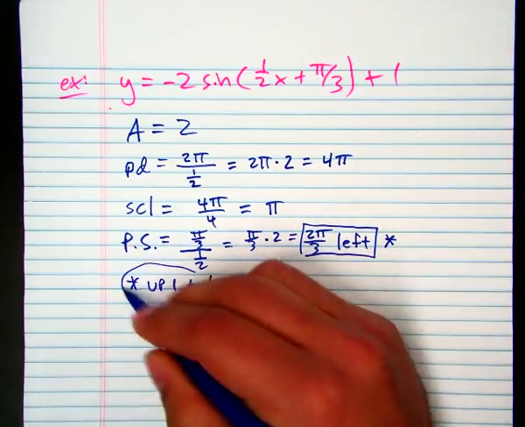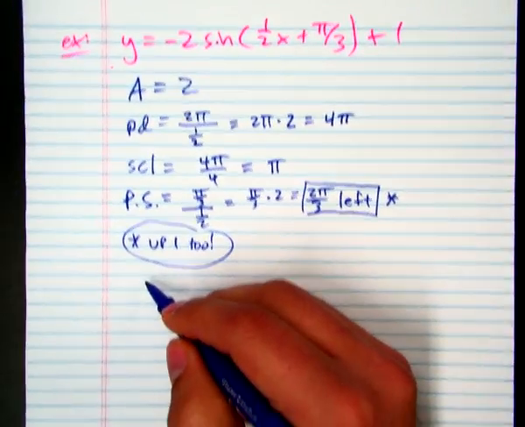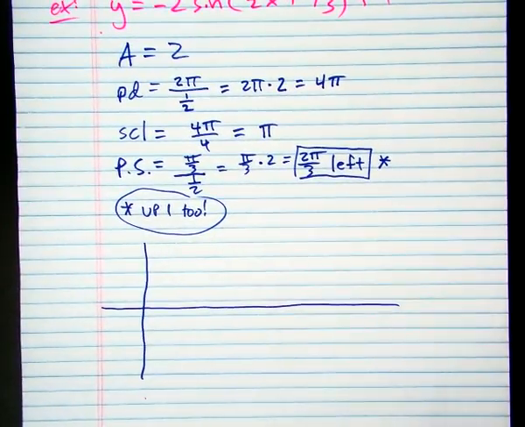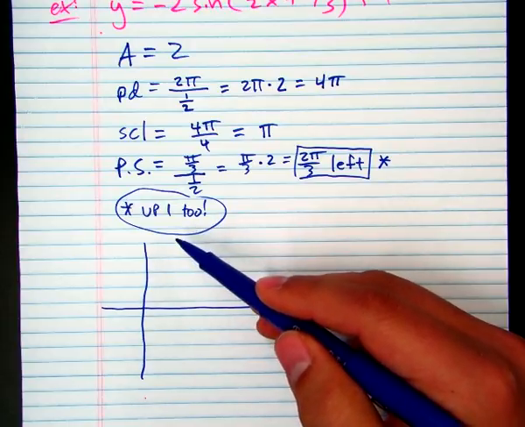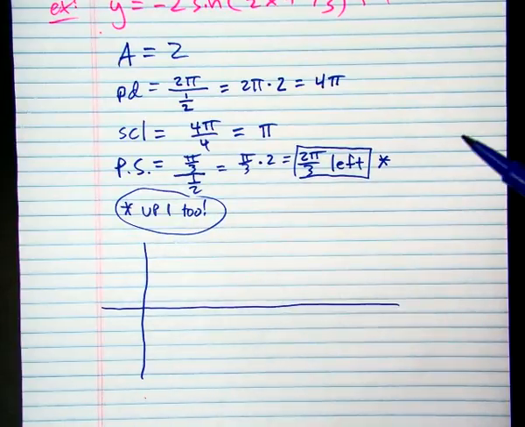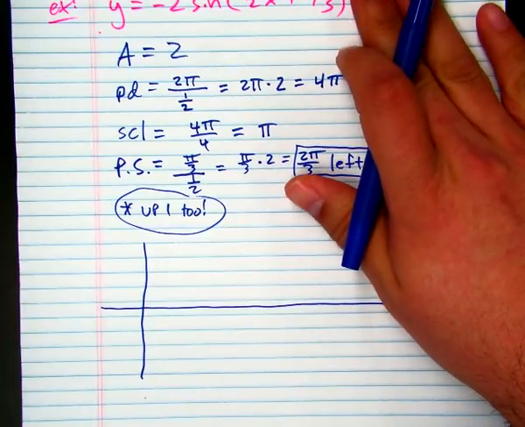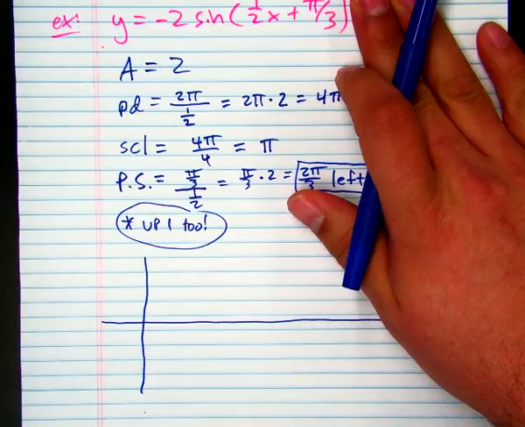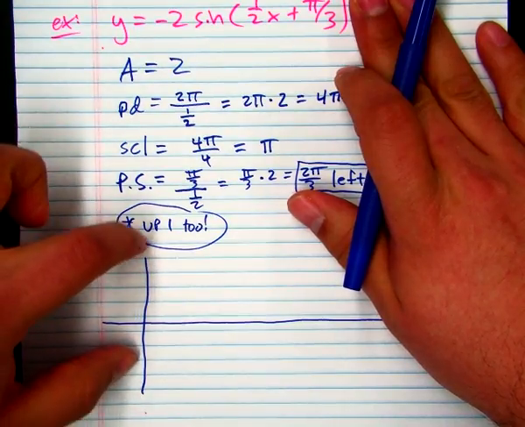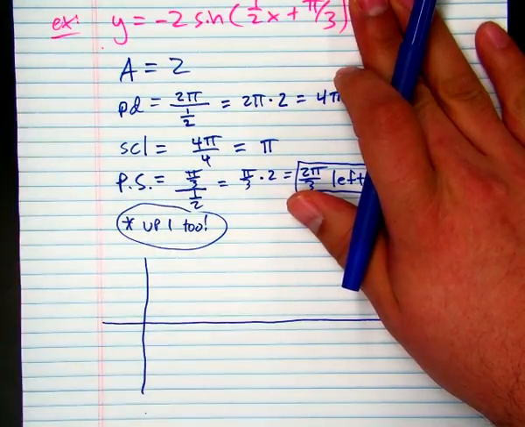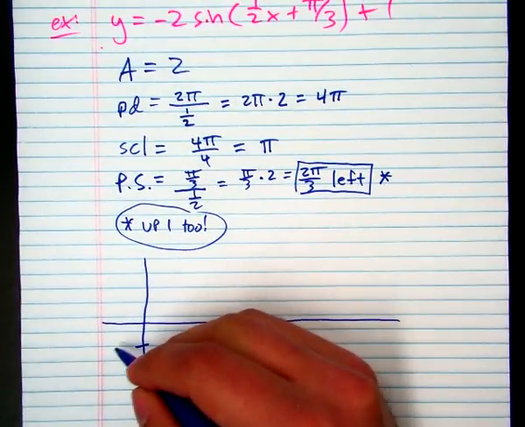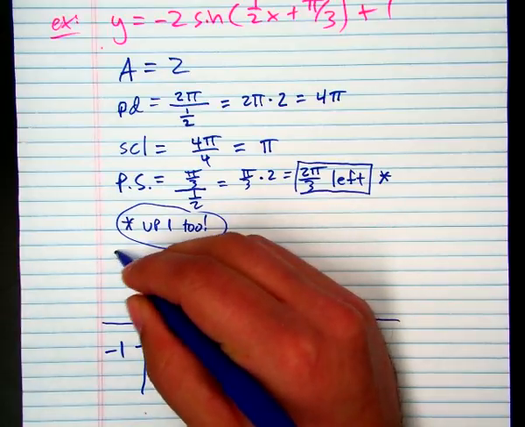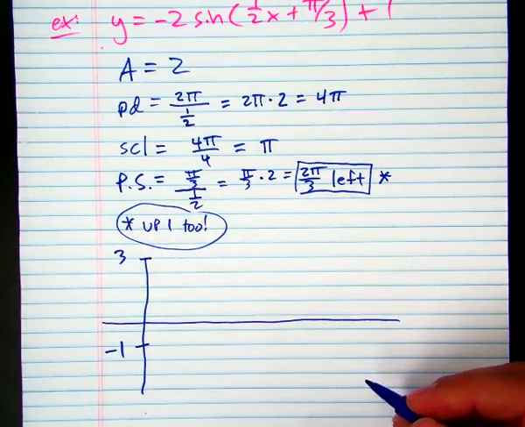So let's draw a graph with all the details. And let's start with this up 1 thing, because it's pretty easy to sketch. If this +1 were not there, what would be the low and high points? 2 and -2. But now we're shifting up 1. So now the new low point will be -1, and the new high point is 3. Does everybody follow that? Okay.